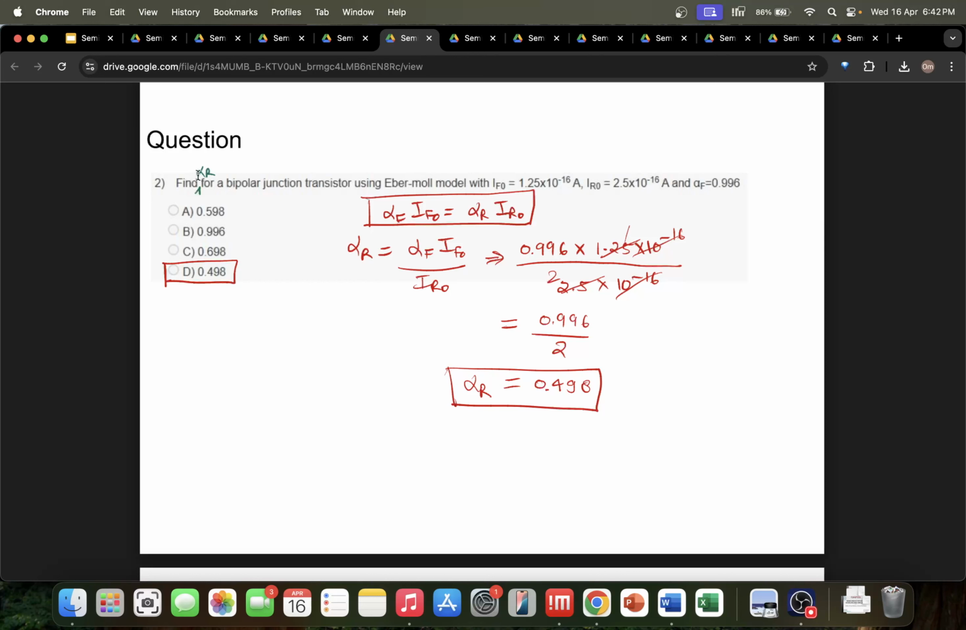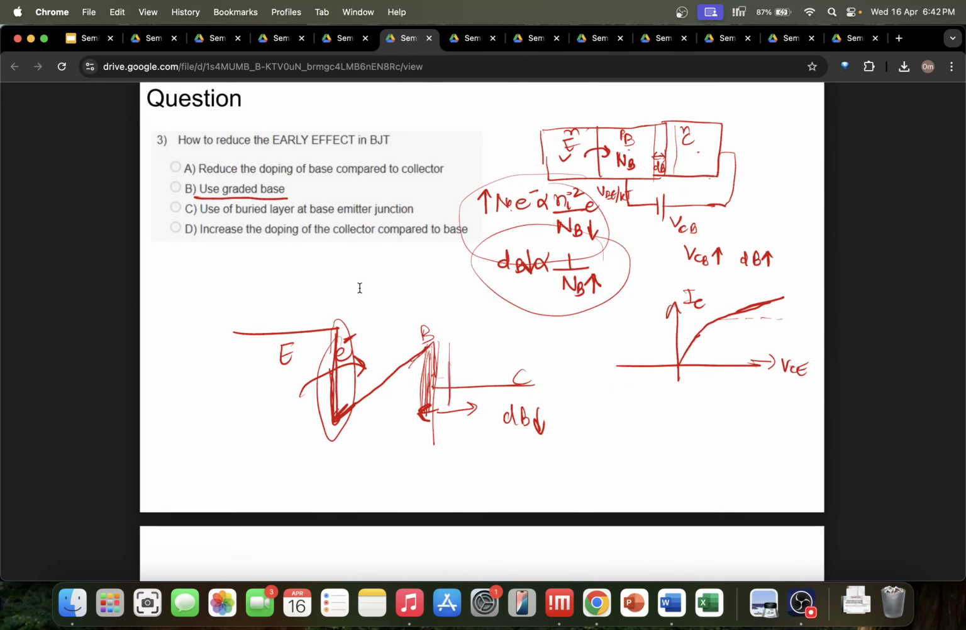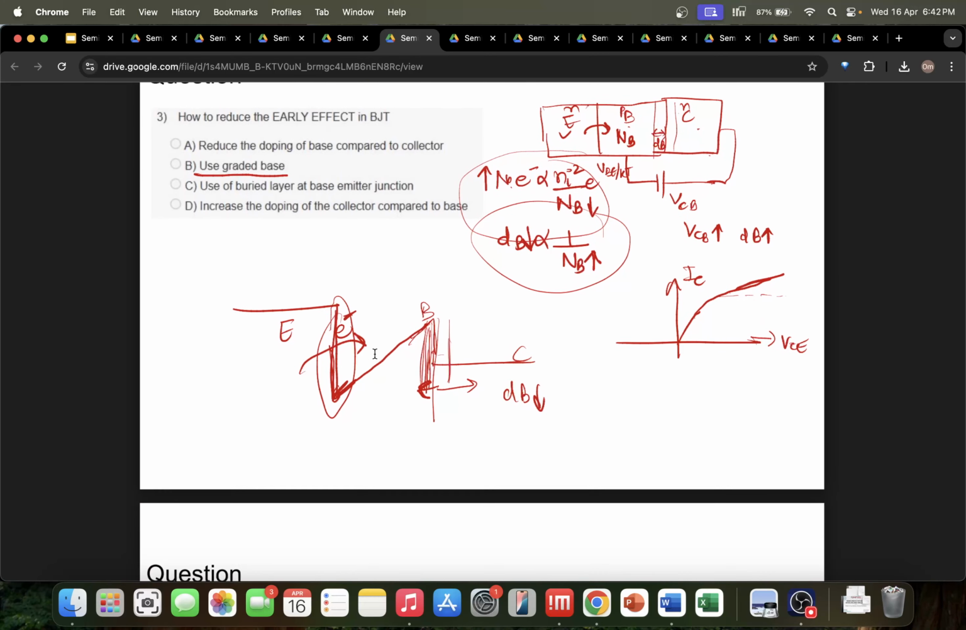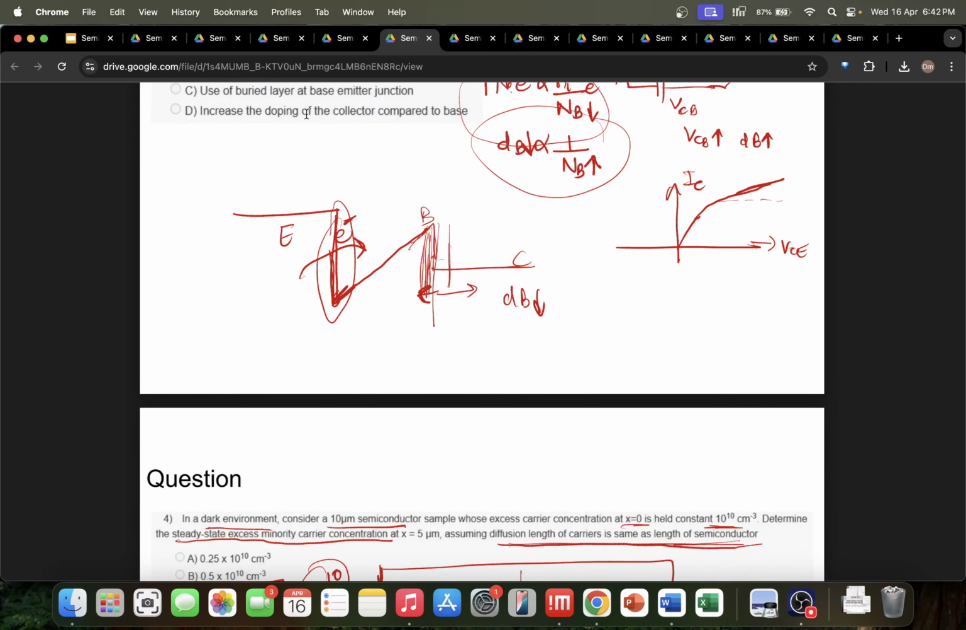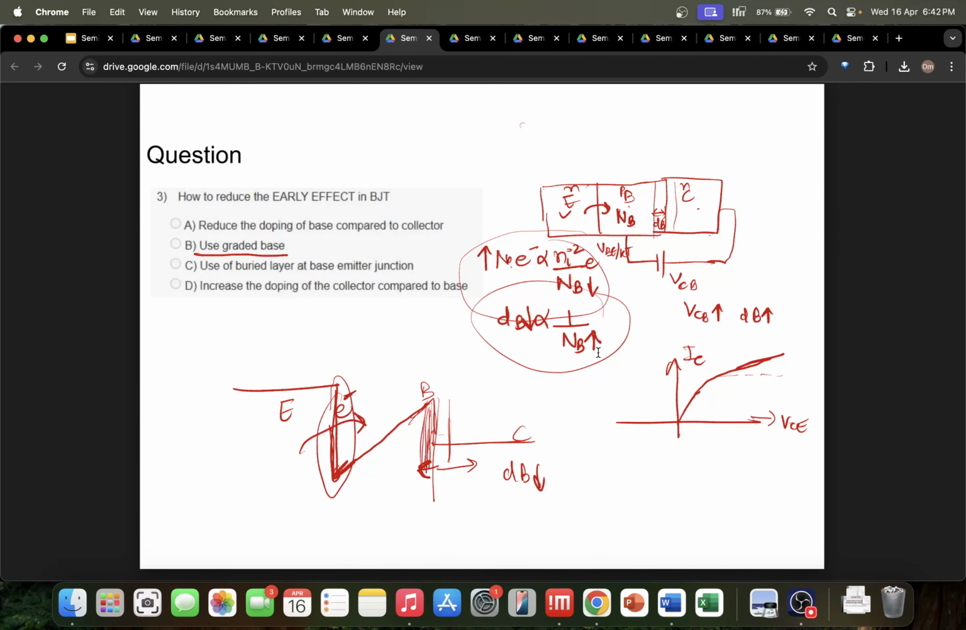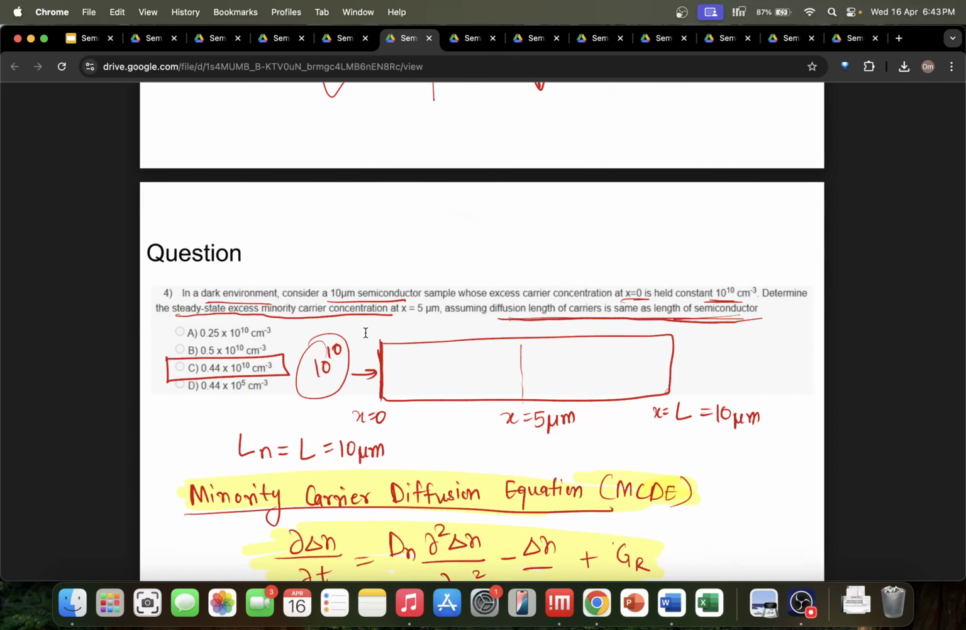There can be questions where you have to find the reverse current factor alpha or the forward current factor alpha. We saw what the Early voltage is and how we can reduce it. The Early voltage is determined from the output characteristic, and if we extend it, where it intersects the voltage axis gives the Early voltage, and we saw how the Early voltage can be reduced.